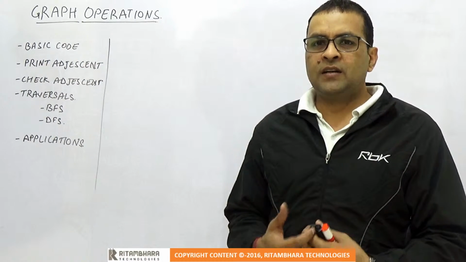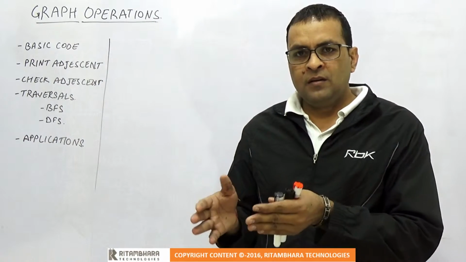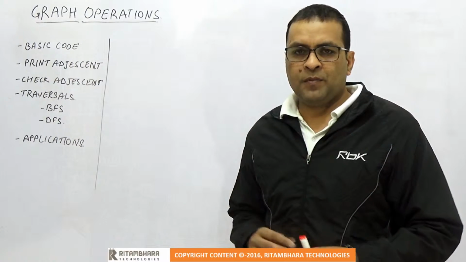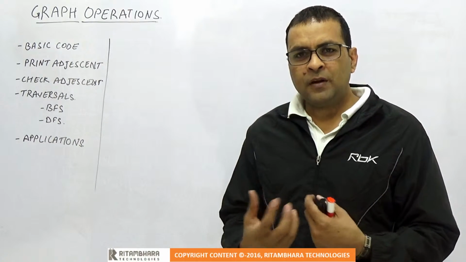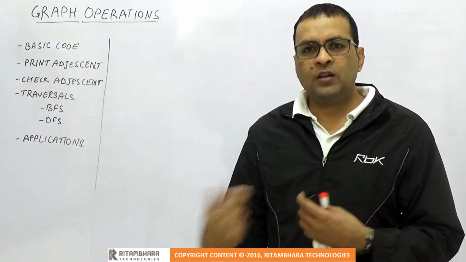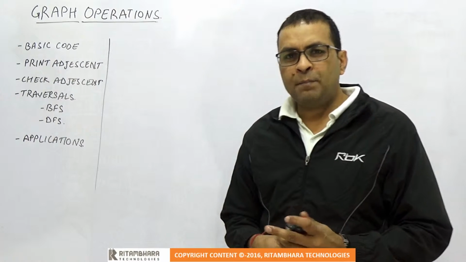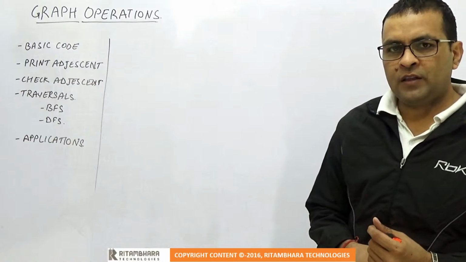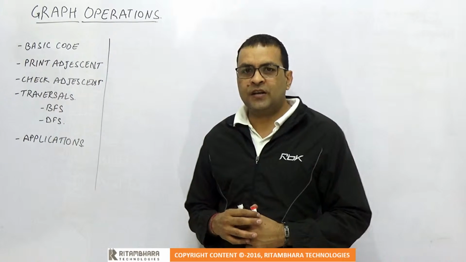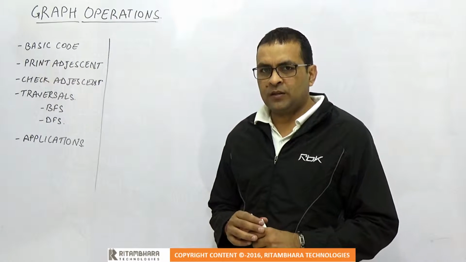Then we are going to look at the traversal operations. How do we traverse a graph? By traversal, we mean visiting each and every vertex of the graph, because there are multiple routes of going from one vertex to another vertex. So we will consider all the edges during the traversals. The two most common traversal algorithms of a graph are BFS and DFS, breadth first search and depth first search. We will look at both of these algorithms.